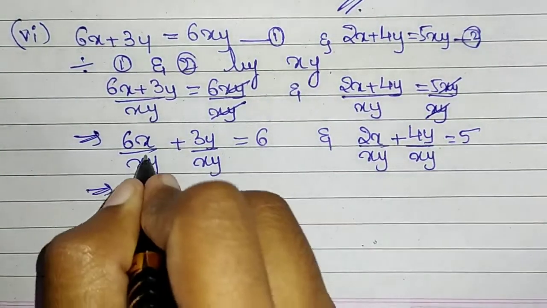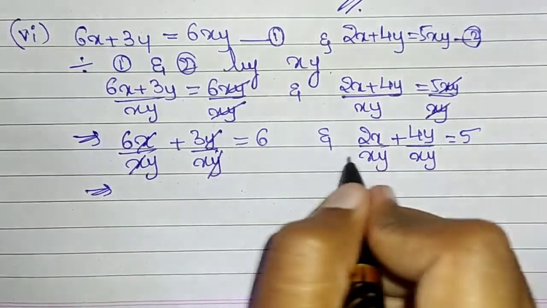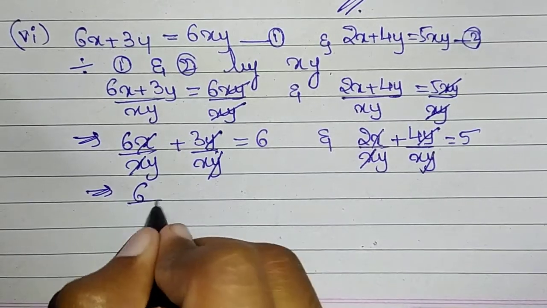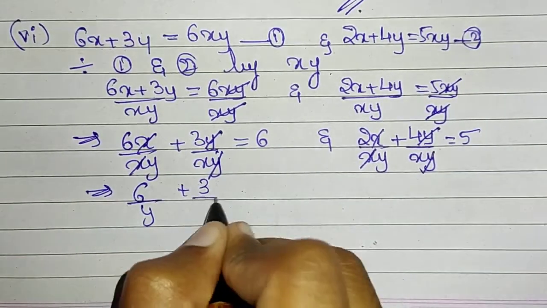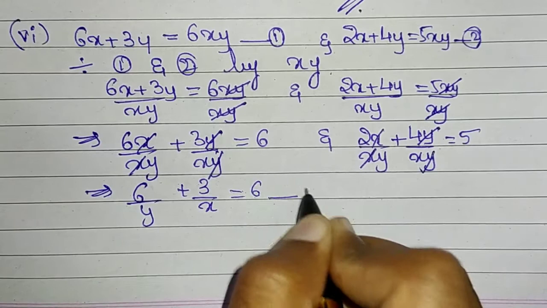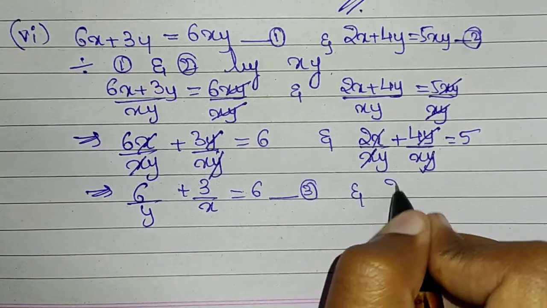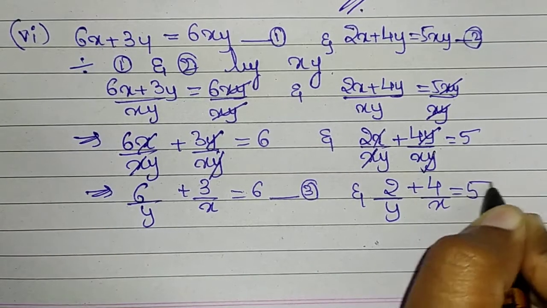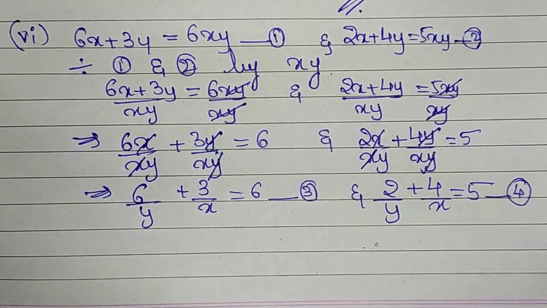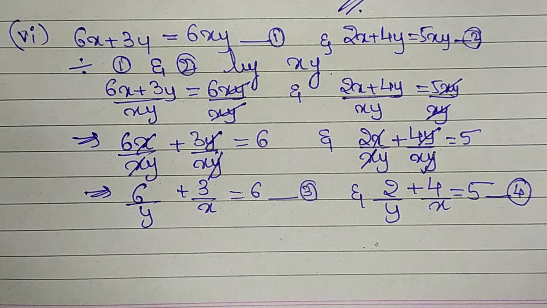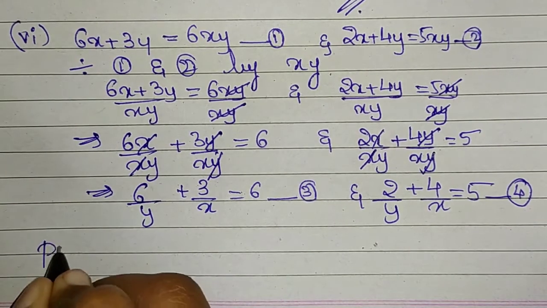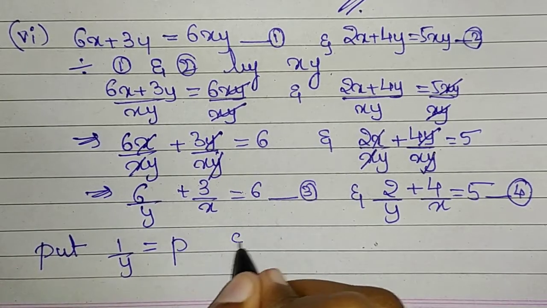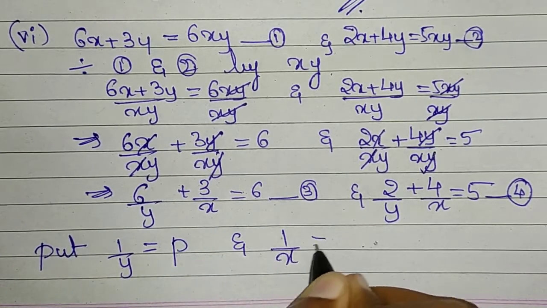So this implies x goes, y goes. What we have is 6 by y plus 3 by x is equal to 6, third equation, and 2 by y plus 4 by x is equal to 5, fourth equation. So now we put 1 by y is equal to p and 1 by x is equal to q.